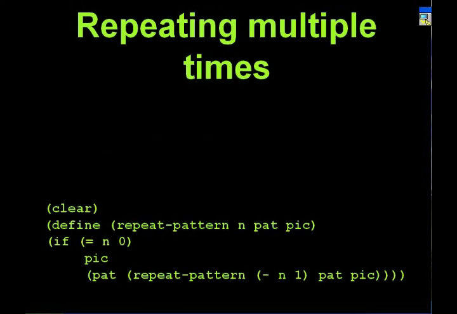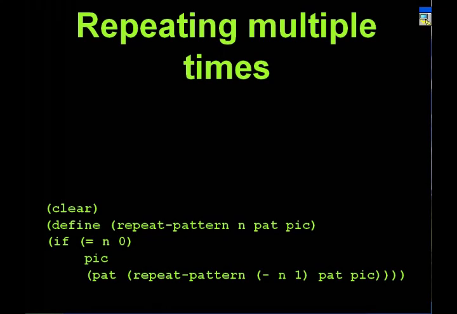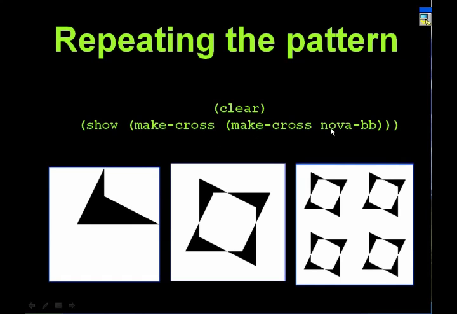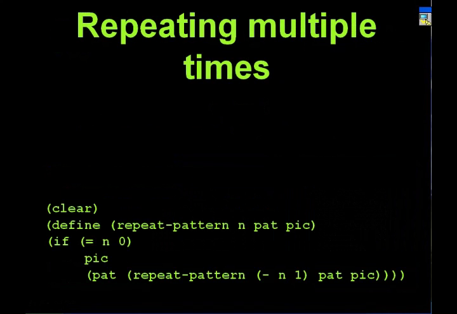Now I define this thing called repeat pattern. Just walk along with it. In repeat pattern, n is how many times you want to repeat a pattern. The two things you need to tell the computer are what pattern to use, and what picture to repeat the pattern on. Are we clear? So this line says I want to repeat a pattern n times, using this pattern on this picture. In this case the pattern is make cross and Nova BB is the picture. So this would be equivalent to repeat pattern 2 make cross Nova BB, correct?